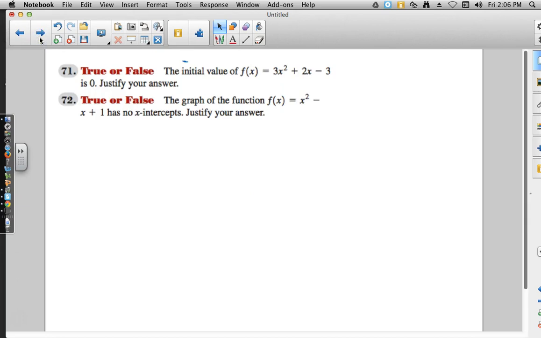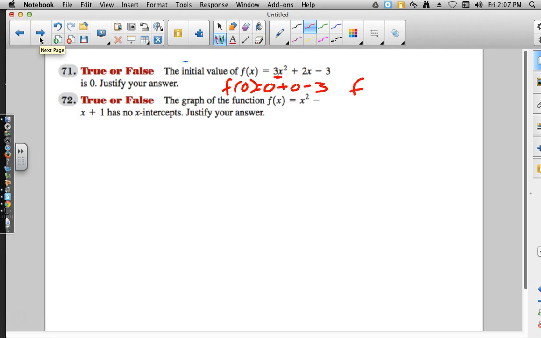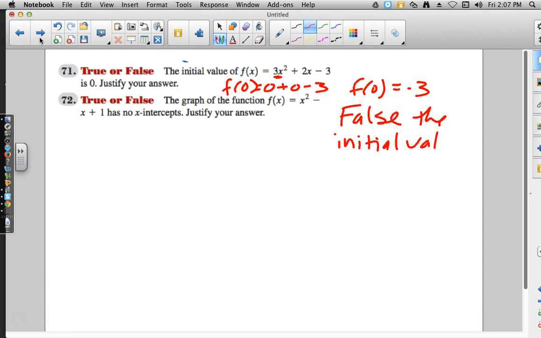All right. Next up, number 71 says the initial value of f of x equals 3x squared plus 2x minus 3 is 0. Justify your answer. No, it's not. If you put 0 into this function, you get 3 times 0 squared, that's 0, plus 2 times 0, which is 0, minus 3. F of 0 is -3. And that, again, is your y-intercept. Your initial value is your y-intercept. So f of 0 equals -3. So the initial value is not 0. That's false. The initial value is -3.